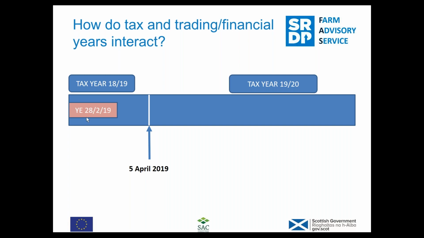We've got a business here who has got a year end of 28th of February 19, and that is included in their tax year to the 5th of April 2019. So the year-end 19 farm profits are considered in the 18-19 tax year. A business who has got a financial year which only finishes a couple of months later, with an end of April financial year, finishes after the 5th of April 19, and it is then going to be included in the tax year 19-20.